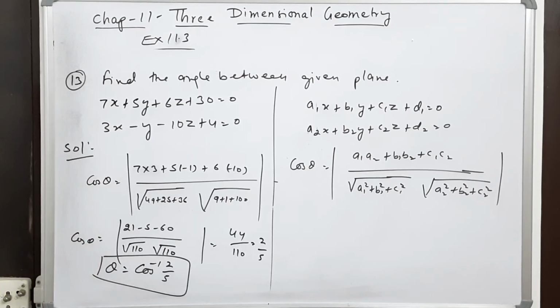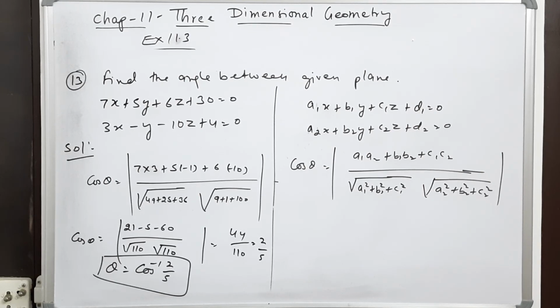So in this way we can find the angle between two planes. I hope it is clear to you. This is the last part of the 3D. Please prepare 3D very nicely for the examination point of view. And now in the next videos I will explain you about the probability.